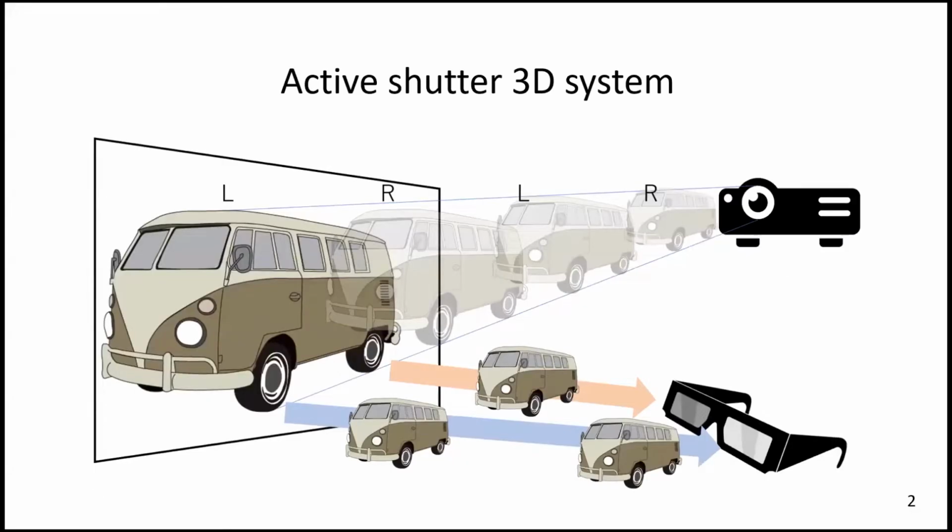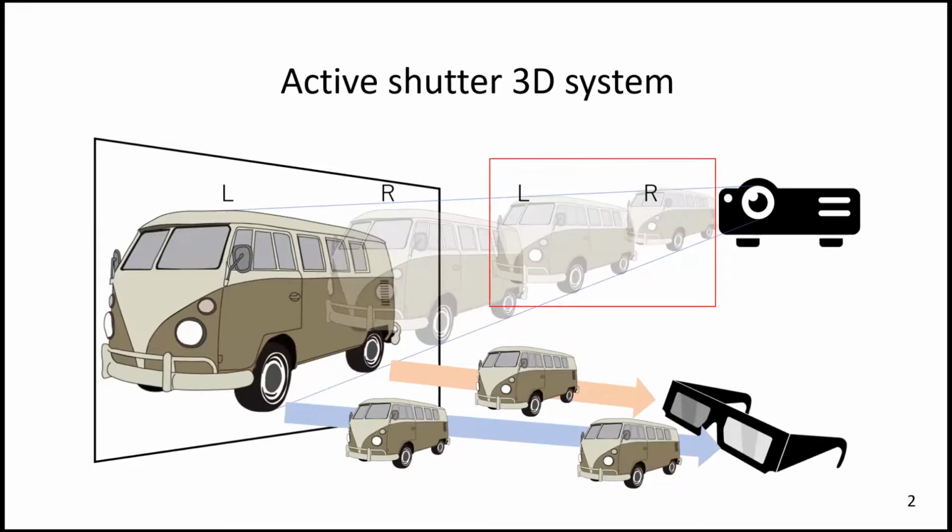As a research background, 3D viewing of images is often used in advertising, movies, and other media because it can enhance the sense of presence and immersion compared to 2D viewing. There are several methods for viewing 3D videos, but the active shutter 3D system is commonly used in movie theaters, as shown in this video.